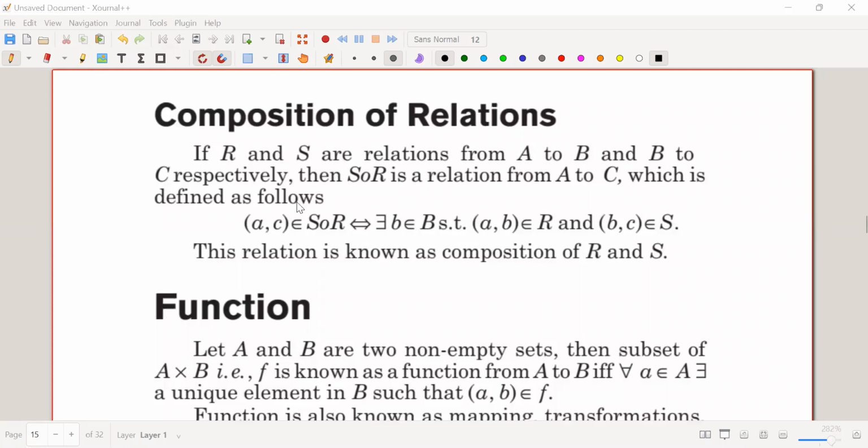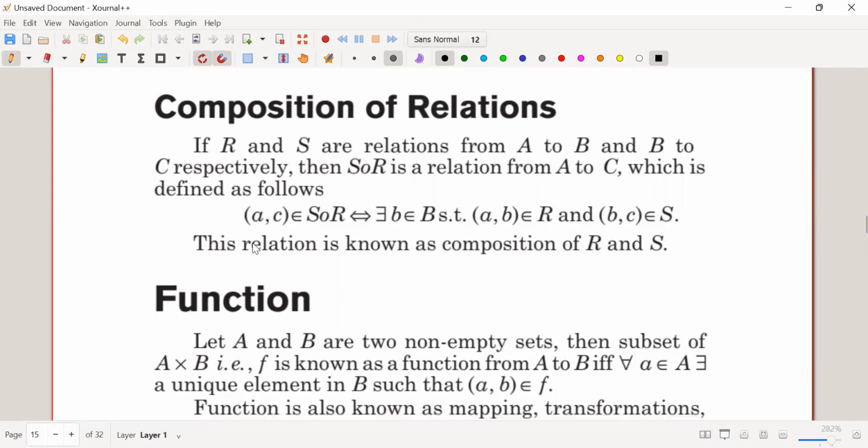Composition of relations. If R and S are relations from A to B and B to C, then S of R is a relation from A to C. A to B, B to C. Now from grandfather to father, father to son, directly what is the relation from grandfather to you? For both, it will be father's father. Okay? Right? How is a relation like that? S of R. Okay, S of R. Now how is the other one related?